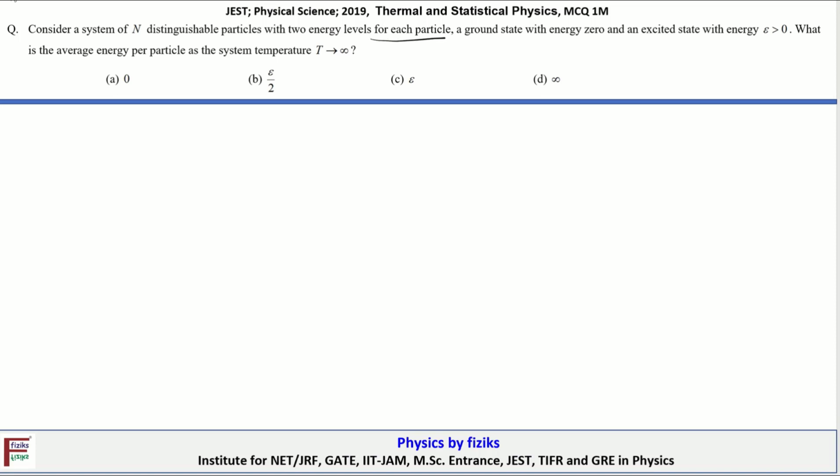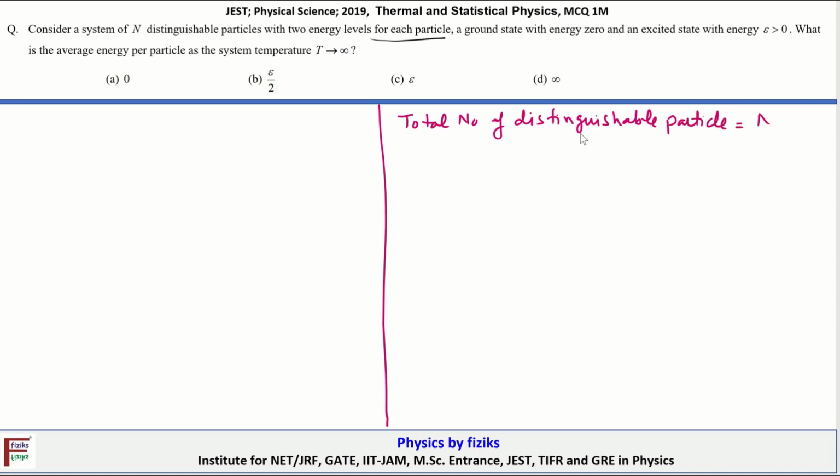Okay, so we have a system of n distinguishable particles, so the total number of distinguishable particles is equal to n, with 2 energy levels for each particle. That means each particle can access 2 energy levels: a ground state with 0 energy, and an excited state with energy E which is greater than 0.